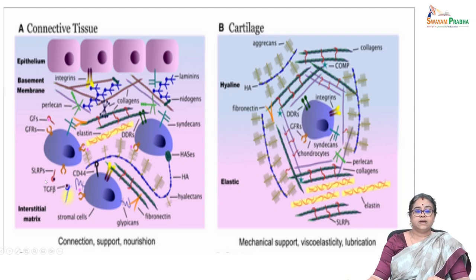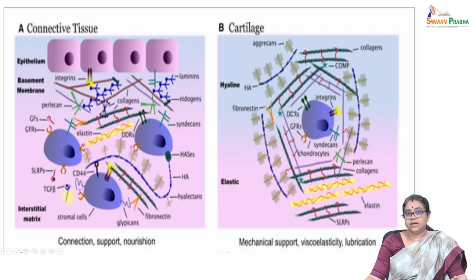So this is a normal connective tissue. Here we see the different types of ECM based upon the different types of organs. In connective tissue, the main function is connection, support and nourishment, so the ECM favors these activities. Then this is cartilage. In cartilage, it is more for mechanical support, viscoelasticity and lubrication. Therefore, there are more aggrecans, more hyaluronan, and then you have elastins, which will give you the elasticity of a cartilage. So the point is, the ECM composition will vary as per the organ.